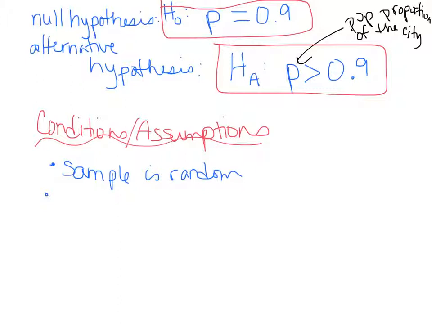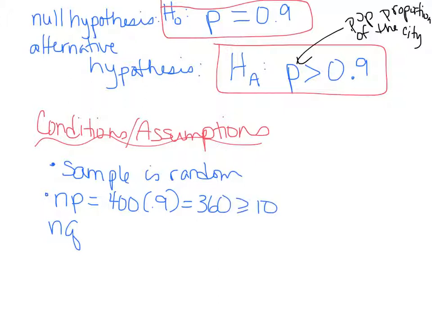We also know that our success failure, our NP and NQ, are big enough. So NP is going to be 400 times 90%, which gives us 360. That is much bigger than 10. NQ is 400 times 0.1, that gives us 40, also much bigger than 10. So we're good on those.